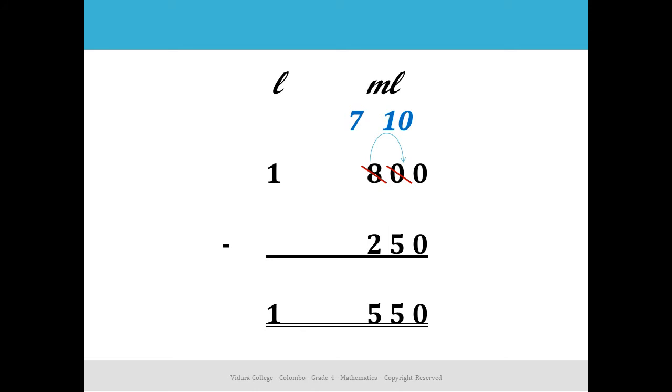So, right. You have to subtract 2 from 7. When you subtract 2 from 7, you get 5. Nothing has happened to liters. So, you have to write the liters the same as 1.